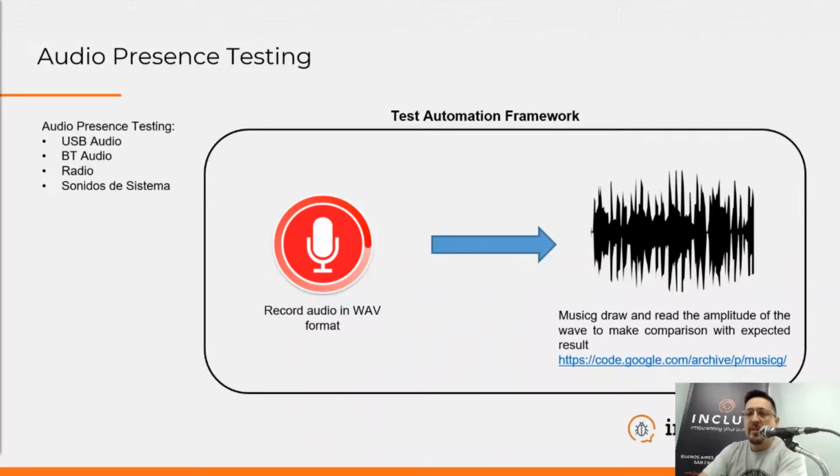To do this, we start recording the audio in WAV format when we are expecting the sound. And then we use a library called MusicG that draws and reads the amplitude of the wave to make a comparison with an expected result that we define. And with this we can know if the sound is really coming out from the speaker or not. So at this moment we are not just testing the user interface, we are also testing the audio in the system.